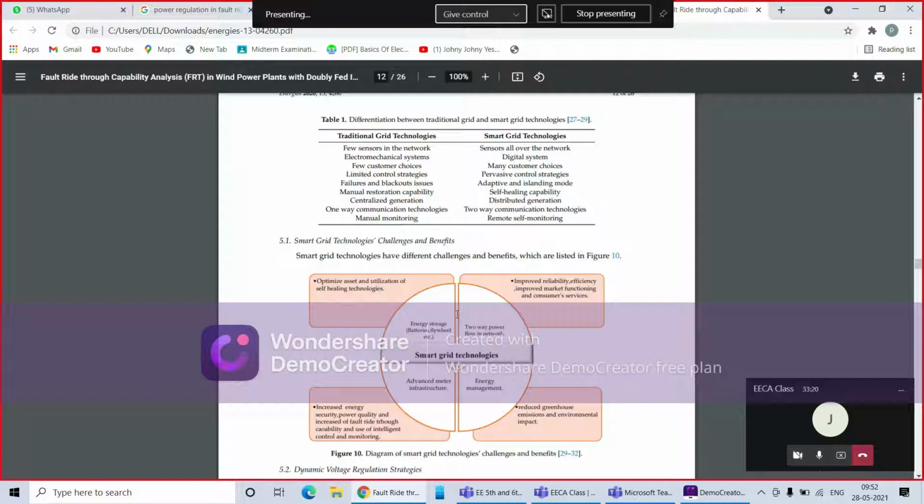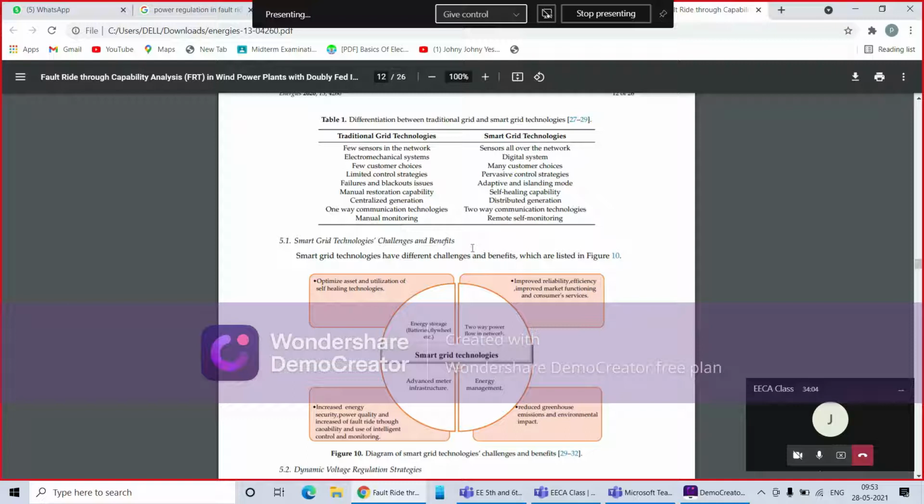So if you see, there is a differentiation which has been shown. In traditional grid technology, we had few sensors in the network. Electromechanical systems were there. Now we have digital systems, and sensors are all over the network that can detect any fault in a few seconds. Earlier we had few customer choices. Now we have many customer choices. Earlier limited control strategies were there, and failures and blackout issues were more. But nowadays your pervasive control strategy is adaptive and islanding mode, which restricts the failures and blackouts.